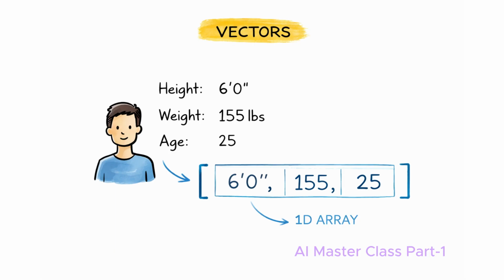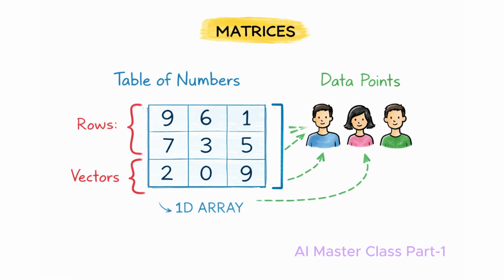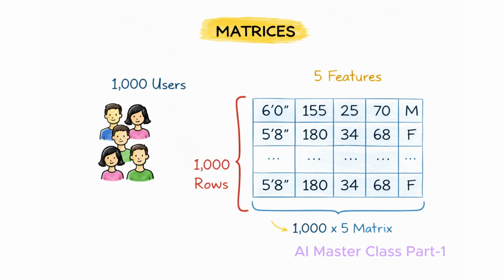Next comes the matrix, which is where machine learning really starts to feel real. A matrix is just a table of numbers having rows and columns. If we say one vector represents one data point, then a matrix represents many data points together. For example, if you have, let's say, 1000 users and each user has 5 features, then you can store all the data in one matrix with 1000 rows and 5 columns. In neural networks, weights are also stored as matrices because each layer connects many inputs to many outputs. So most machine learning datasets and model parameters live inside matrices.